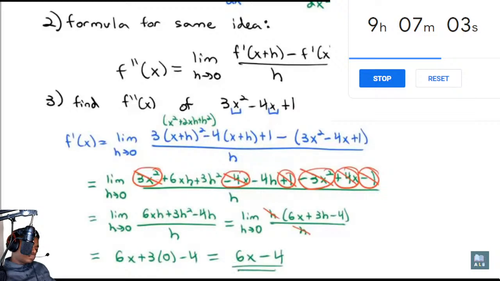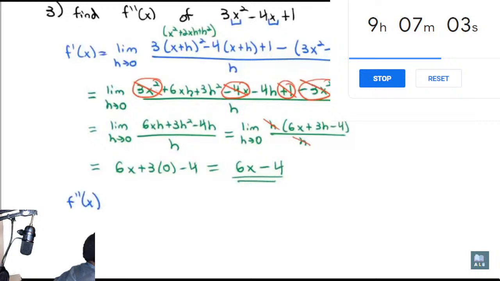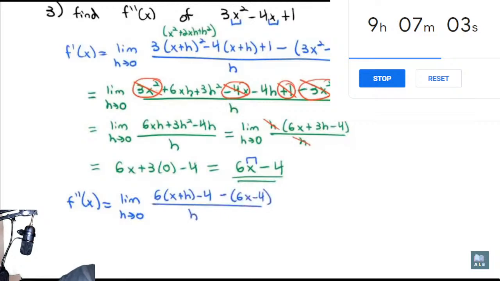But that is just the first derivative. This problem wanted us to find the second derivative. So using our new function, we take the derivative again. f prime prime of x is equal to the limit as h goes to 0 of f of x plus h. We're going to replace the x with x plus h, so we have 6 times x plus h minus 4. Subtract the function, or subtract the 6x minus 4, and put it all over h.